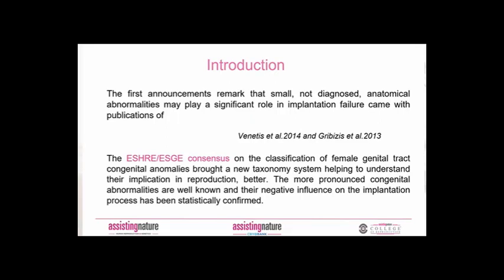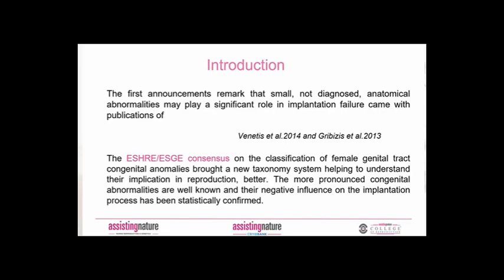The first announcement remarking that small, undiagnosed anatomical abnormalities may play a significant role in implantation failure came with the publications of Venetis and Grimbizis. The ESHRE-ESGE consensus on the classification of female genital tract congenital anomalies brought a new taxonomy system, helping to better understand the implications for reproduction.